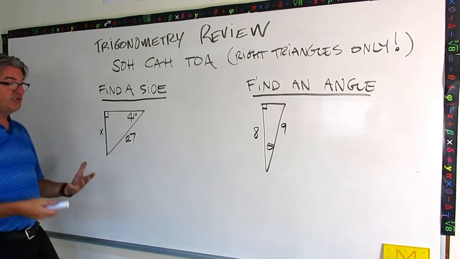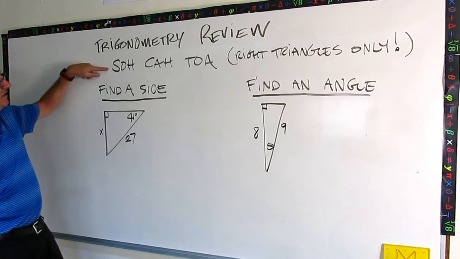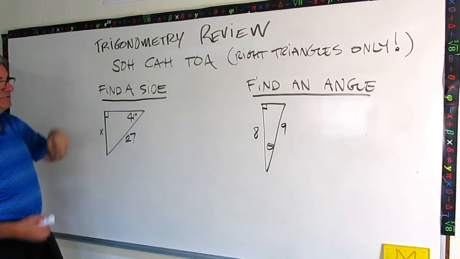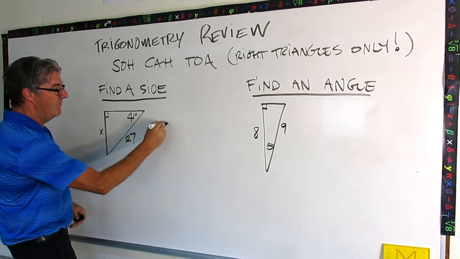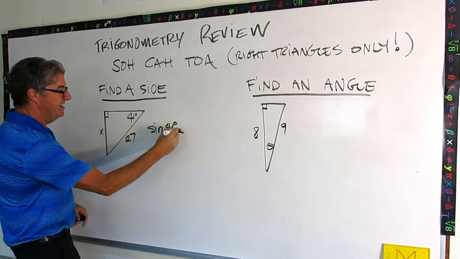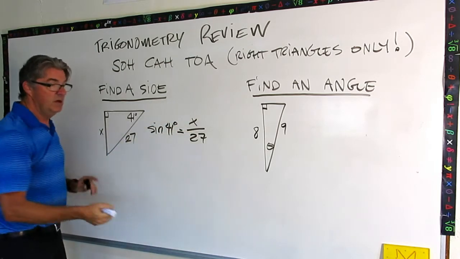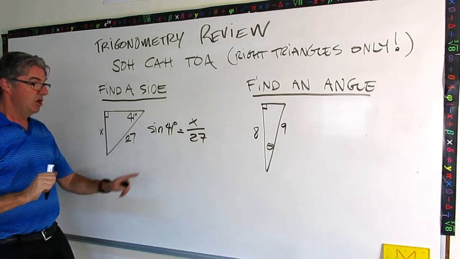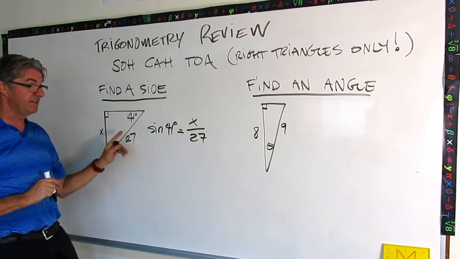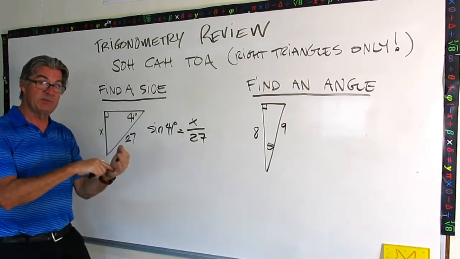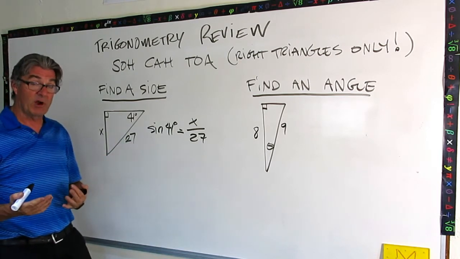So, which function uses opposite and hypotenuse? That would be sine. Sine equals opposite over hypotenuse. So now I can write my equation. Sine 41 degrees equals opposite, which is x, over hypotenuse. On a quiz or a test, show me this step. That's half the points for a problem like this. If you skip this step and just start punching buttons on your calculator and you get it wrong, I can't give you any partial credit.